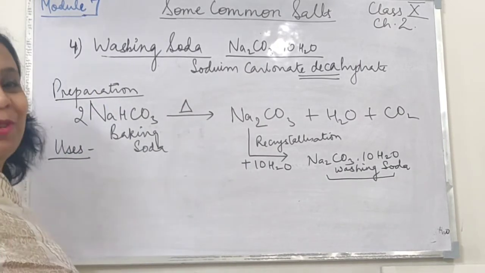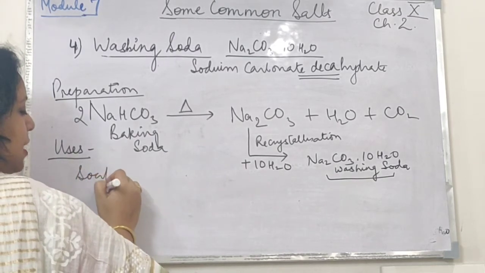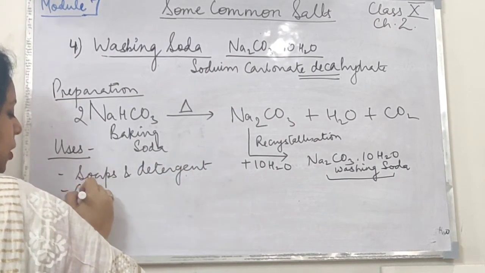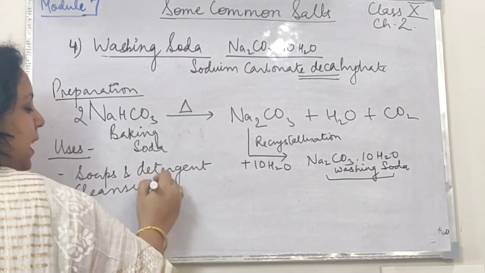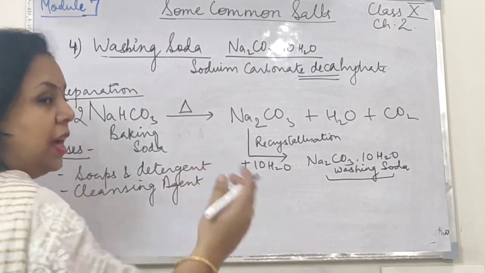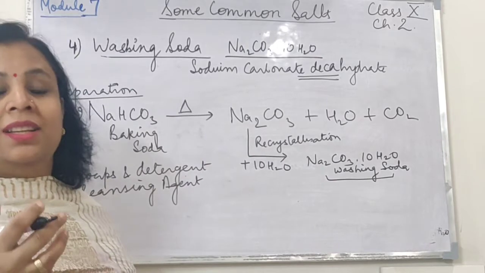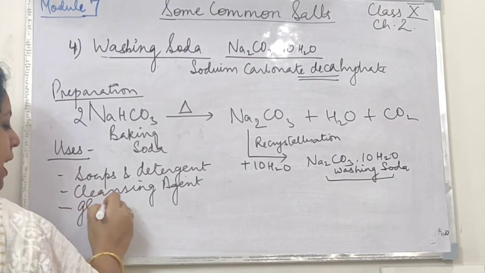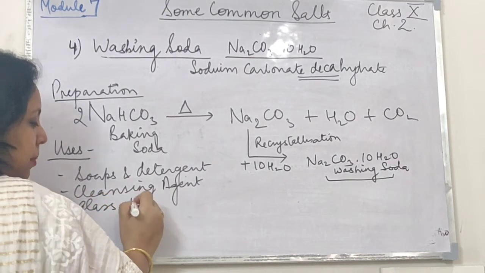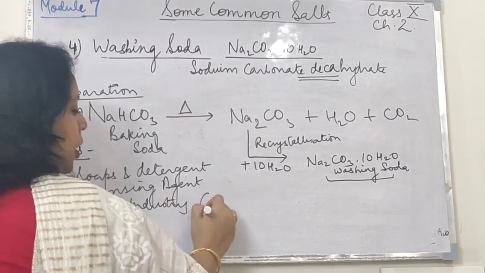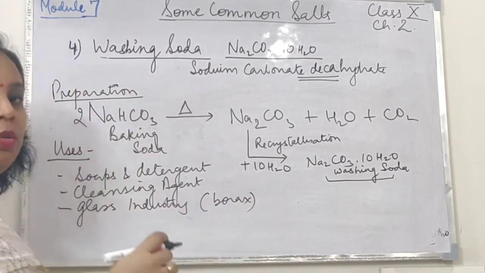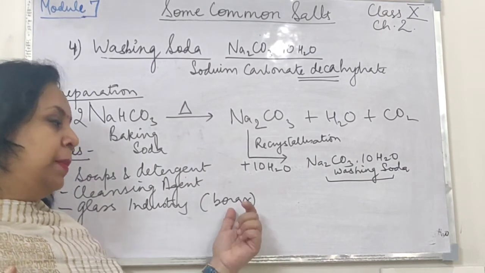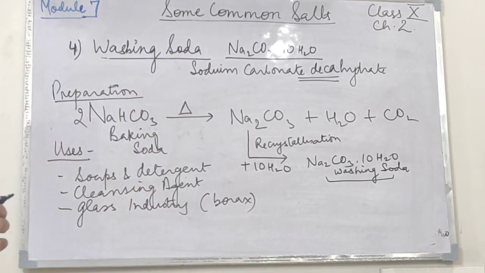Now the name itself indicates washing, so that means it is used for making soaps and detergents, and it is a very good cleansing agent. The more soda there is in a soap or a detergent, the better is its cleaning. It is also used in the glass industry, in making glasses. Now you must have heard of borax glass or Borosil. Borosil is the company name basically. It is borosilicate. Now the borax is prepared using washing soda only.